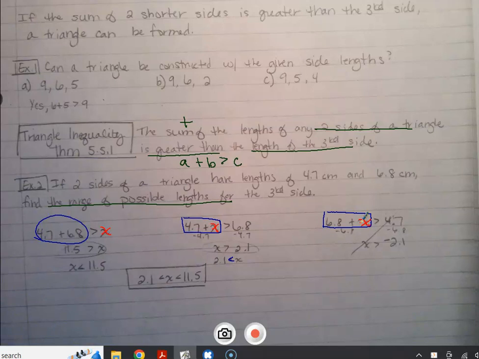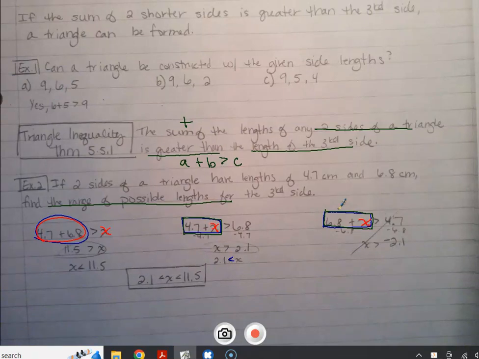Okay, so I added the two sides together here to be greater than x. And then in the next one, we added one of the numbers with x to be greater than the other number. And the last one, we swapped them, right? We put the 6.8 with the x and said it was greater than 4.7. So we're adding the two sides together, and then we put each one with x and set it to the other one. How come this last one's crossed out?